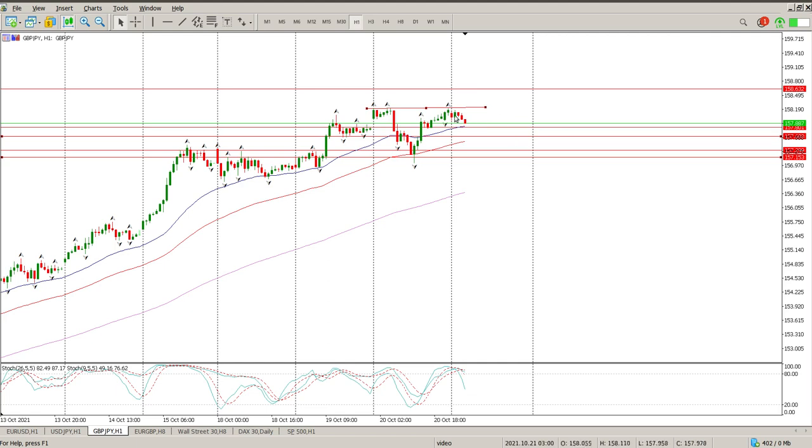So pay attention to this. You may have an opportunity down here as it forms a range. I think that's the best way to look at this one. Oscillators are not conducive to going long at the moment.